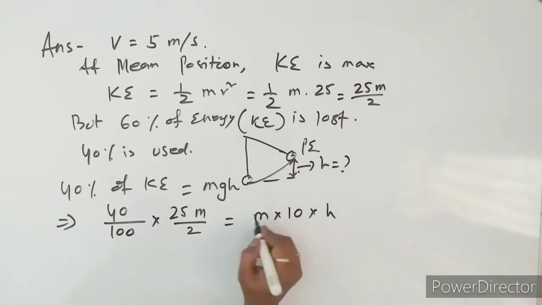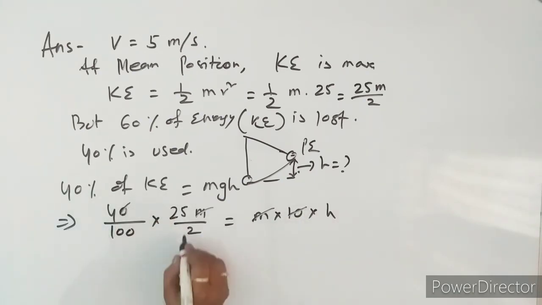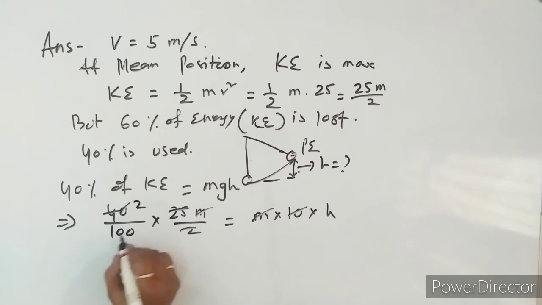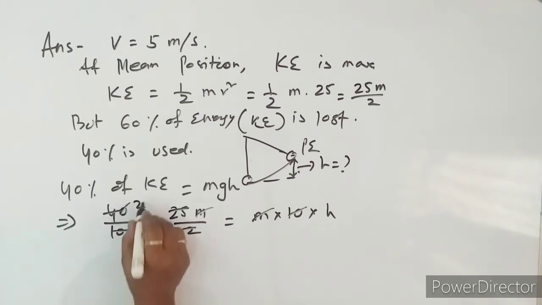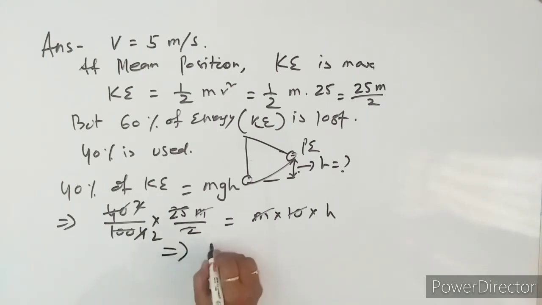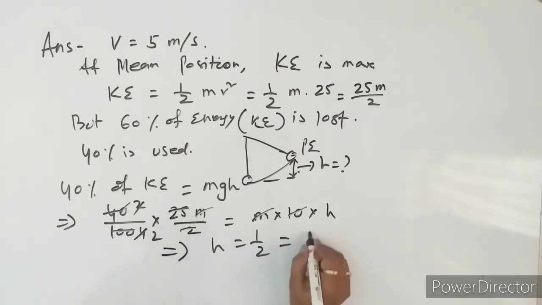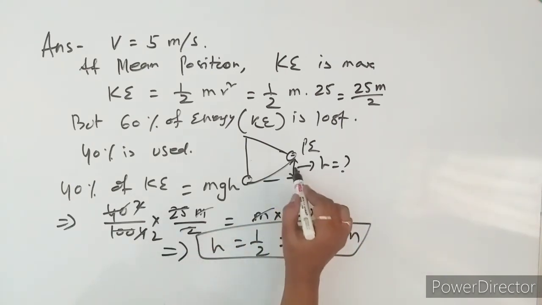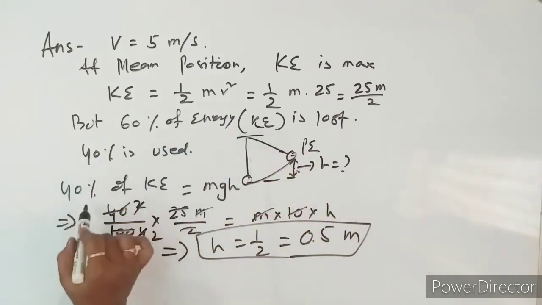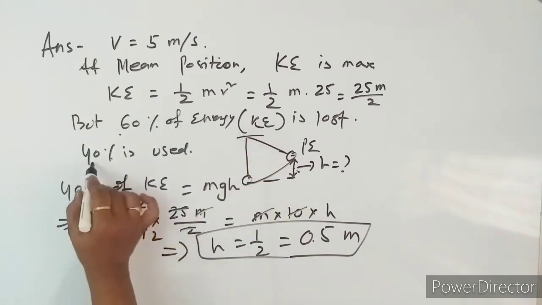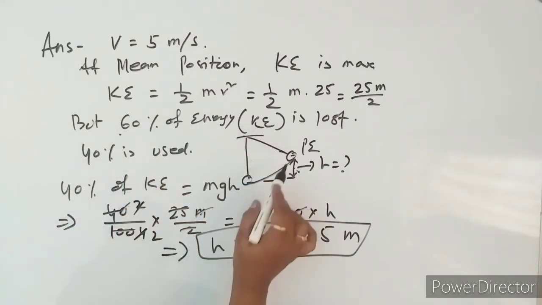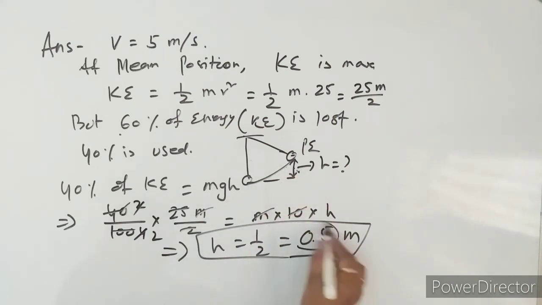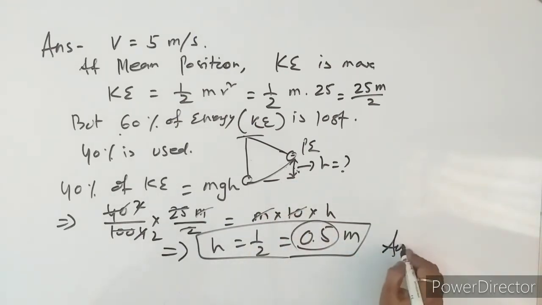h is asked. So here m cancels. Here let us have 4, this one will be 2, this one will be 4, this one will be 2. So what I am getting implies h equals 1 by 2 equals 0.5 meter. So after losing 60% of energy, 40% energy is remaining. With that energy it will rise to 0.5 meter. This one will be that answer.